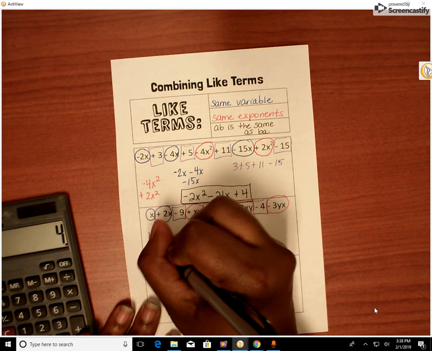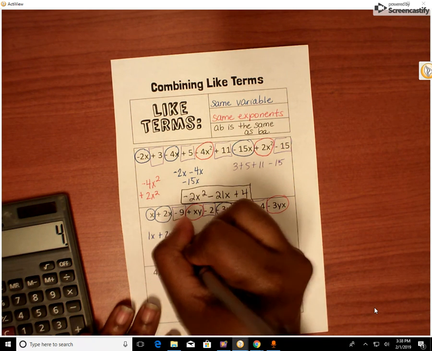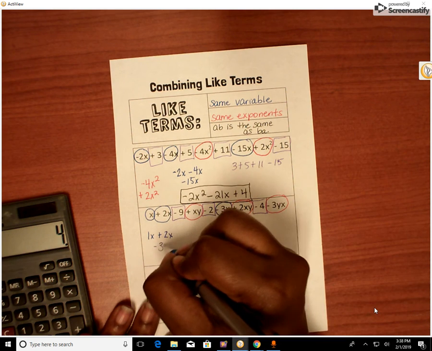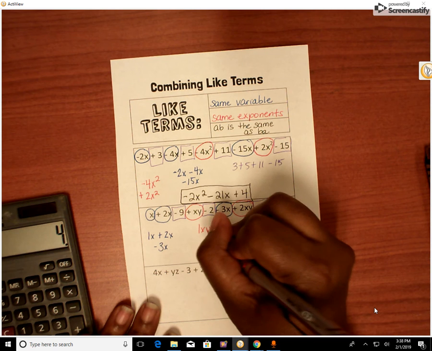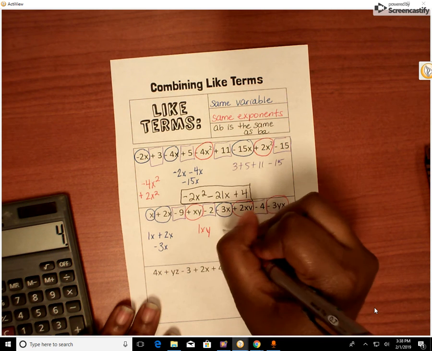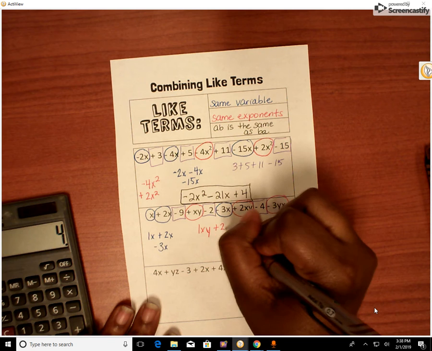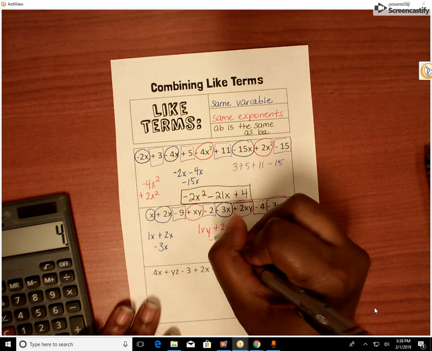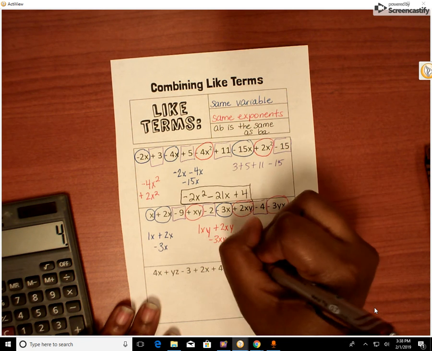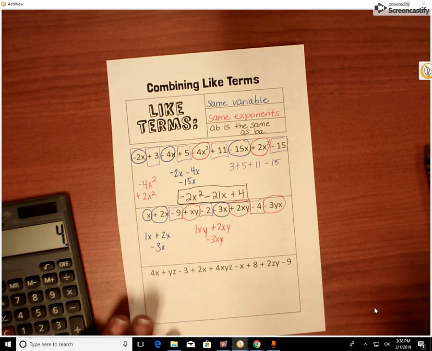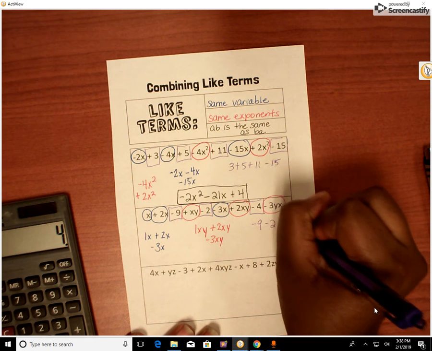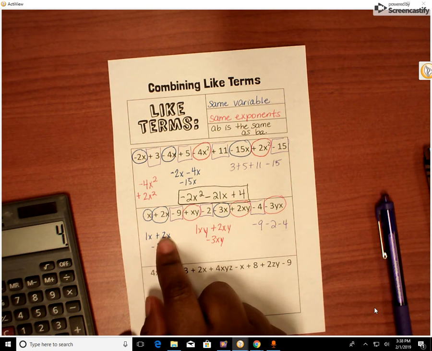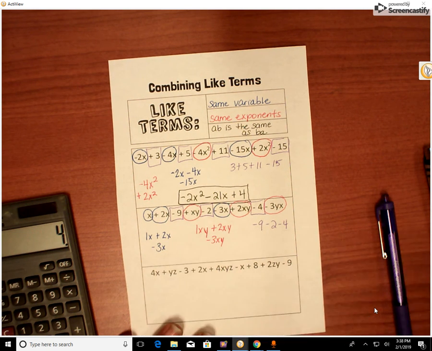So we have a 1x plus 2x minus 3x. And then we have a 1yx. Yes, that is a 1 when they do not write the number. And there's only 1 there. 2xy minus 3xy. And I rearranged the letters to match the others. Next is our constant. So we have negative 9 minus 2 minus 4. So 1 plus 2 is 3. 3 minus 3 is 0.